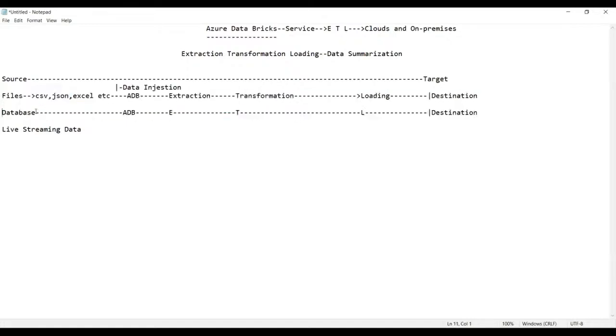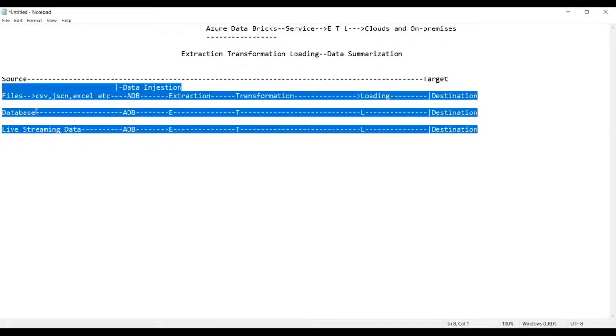And even from live streaming, if you want to pull in the data the same way, we use ADB, Azure Databricks. Then we perform extraction, then transformation, and then finally loading, and this loading will be done ultimately into the destination. Getting my point? This is how the entire process works: extraction, transformation, and finally loading the data.